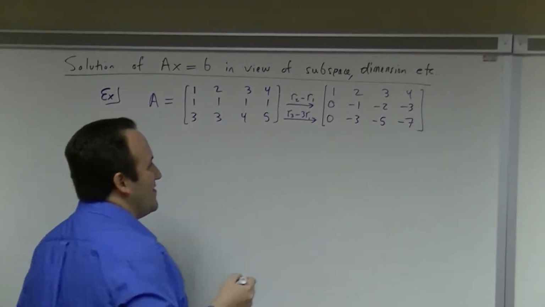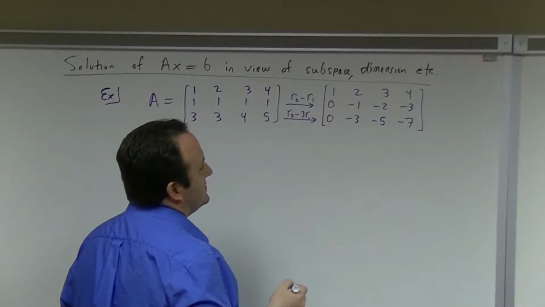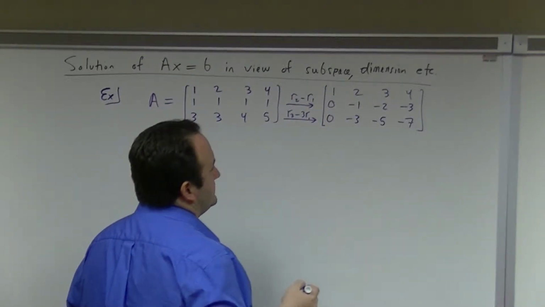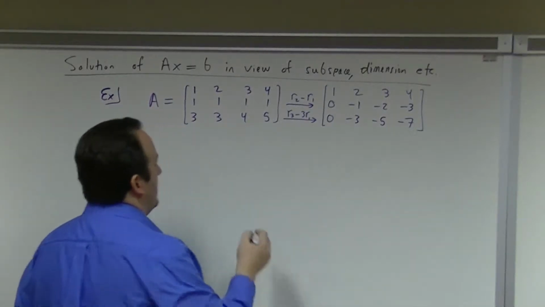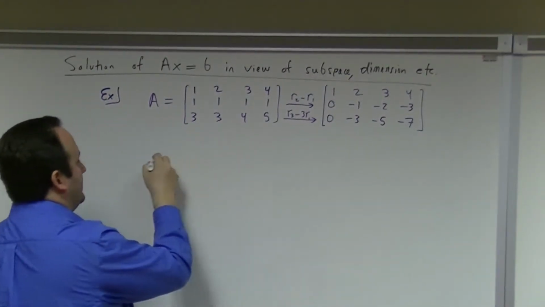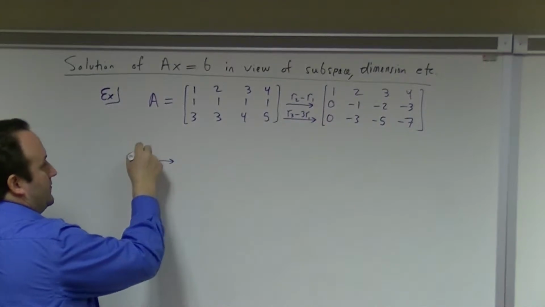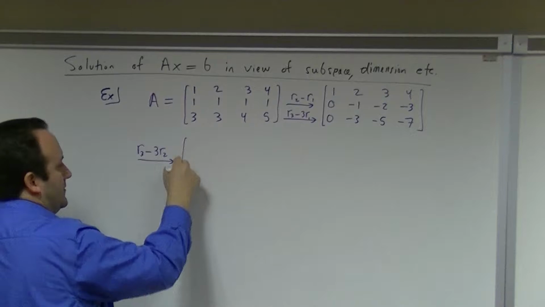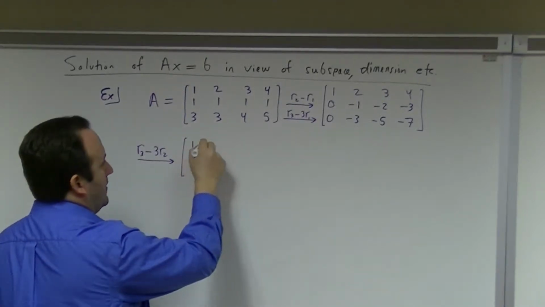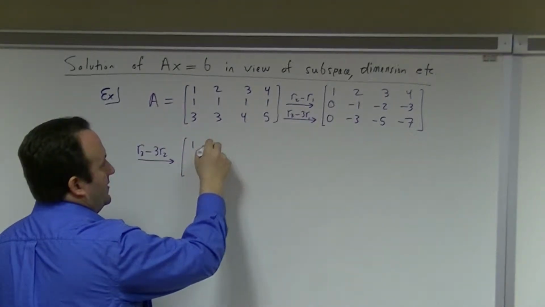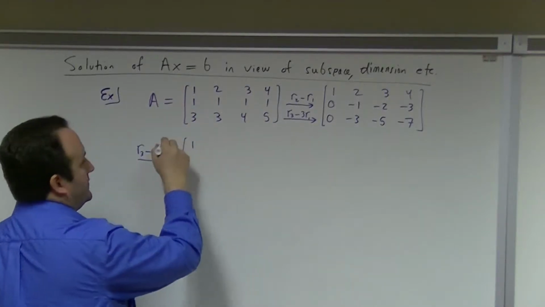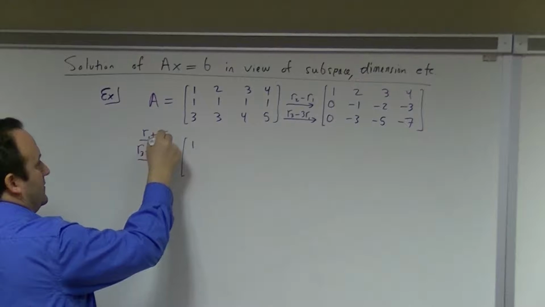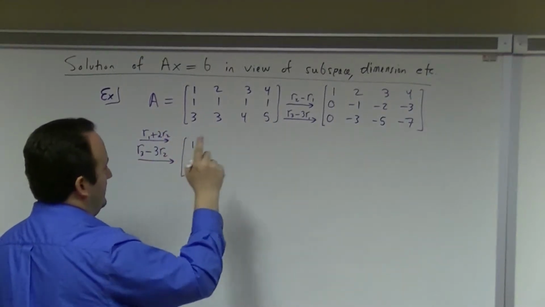Let's see here. What can we do next? I think I'm going to pick on row 3. We say row 3 minus 3 row 2, and then we do row 1 plus 2 row 2 if you want to do it at some time. Sure, why not? Row 1 plus 2 row 2.